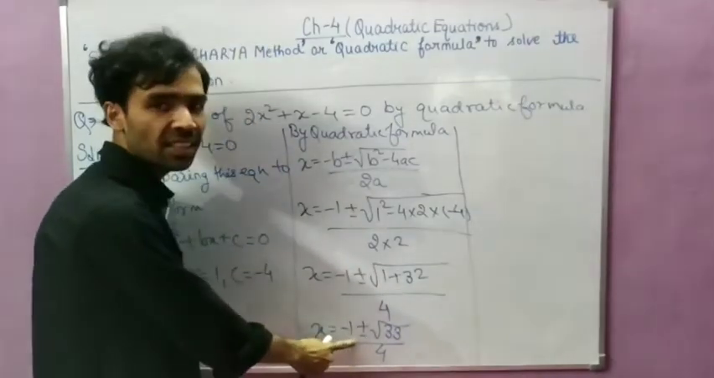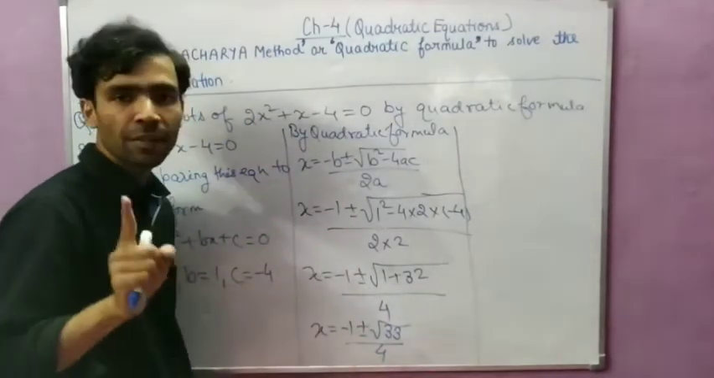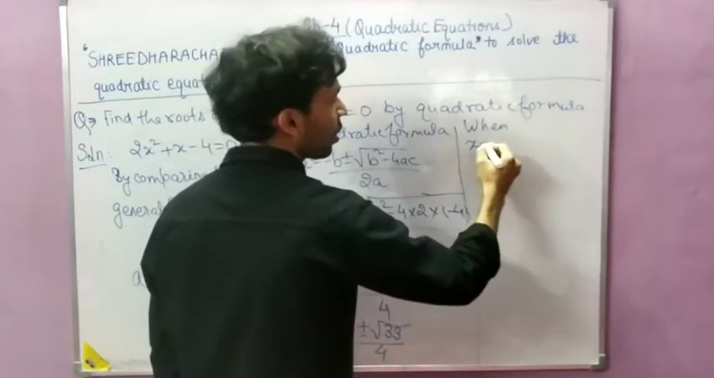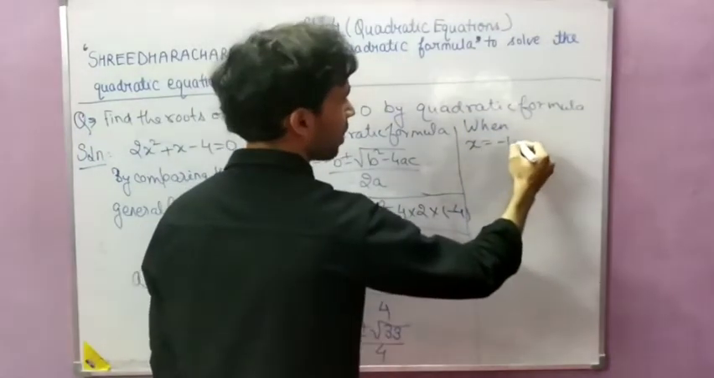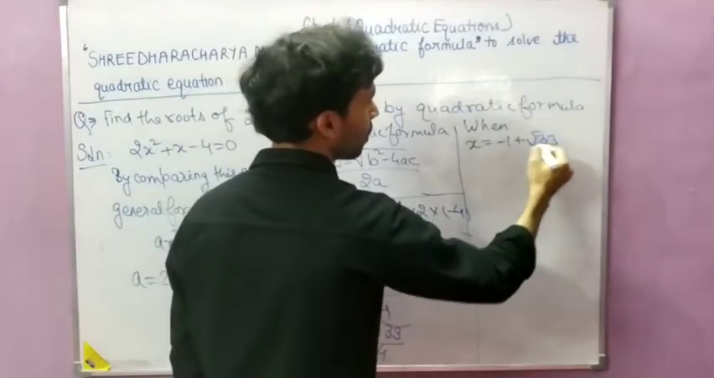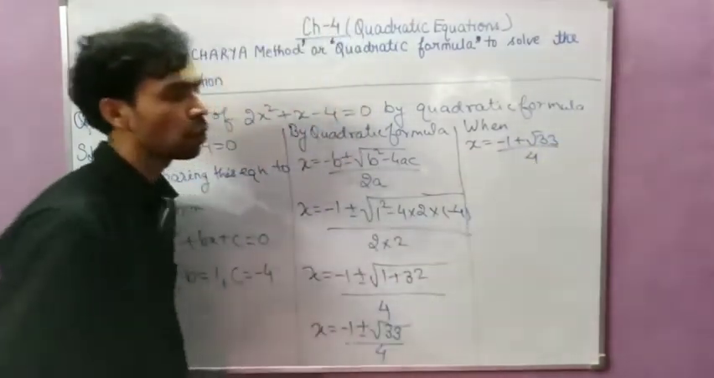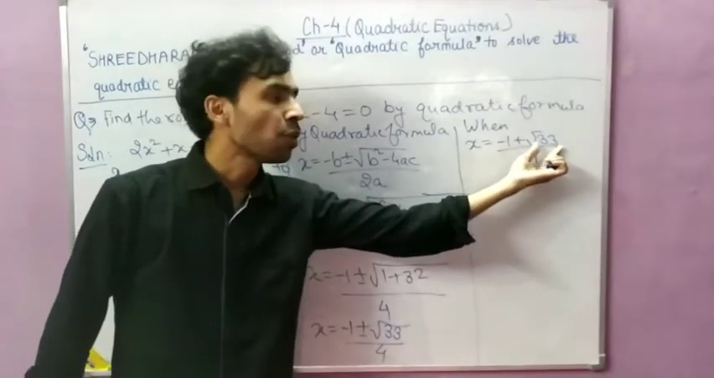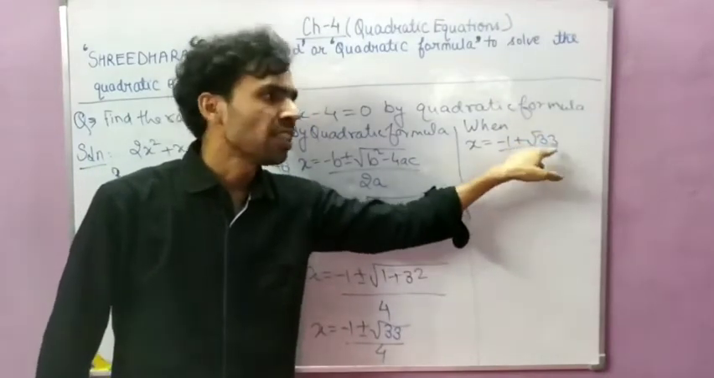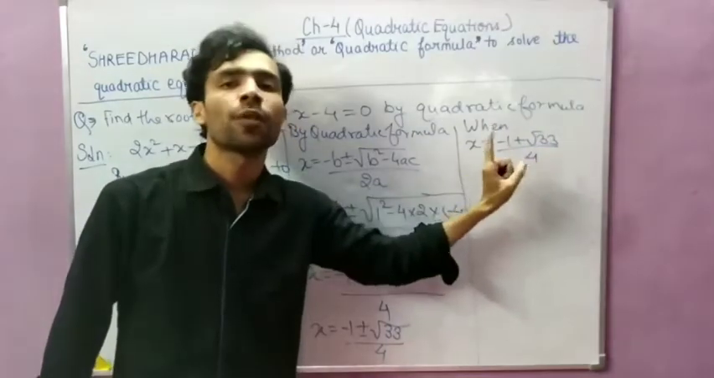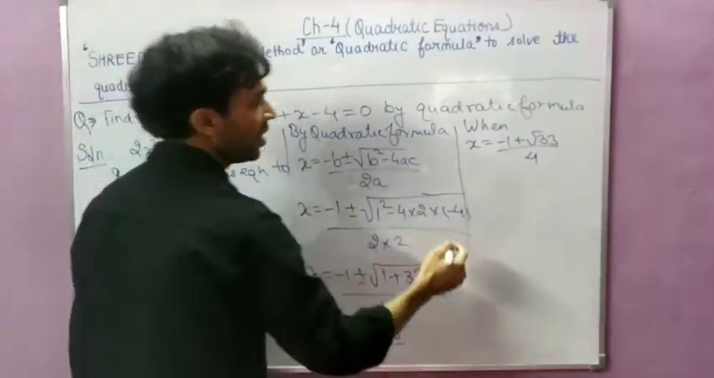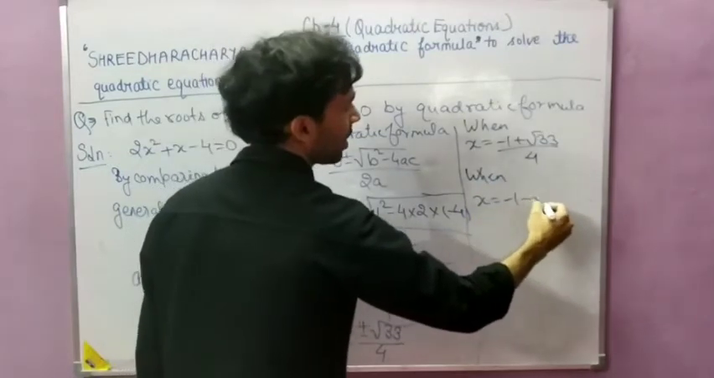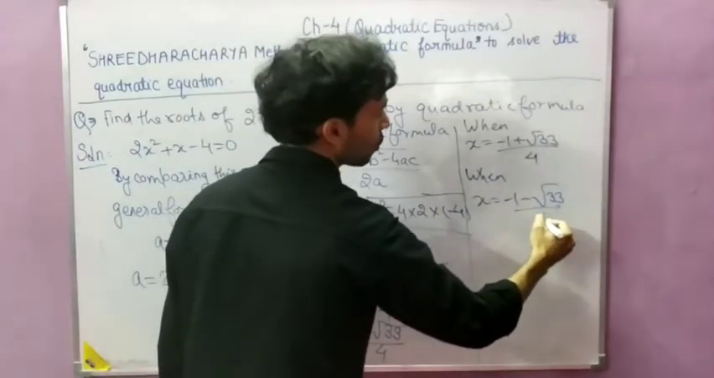Because the plus and minus sign is here, at a time we will take one sign. So when x equal to minus 1 plus root 33 by 4, the first answer will be this, because you don't know the actual value. You can calculate this value, but don't, because it is not a perfect square, so leave it in the square root only. So first is this, and when x equal to minus 1 minus root 33 by 4, this is the second.